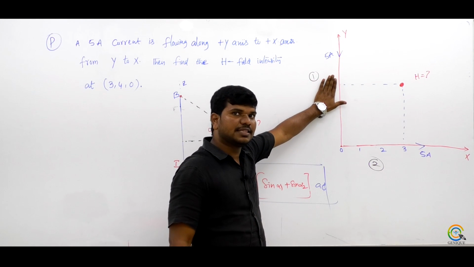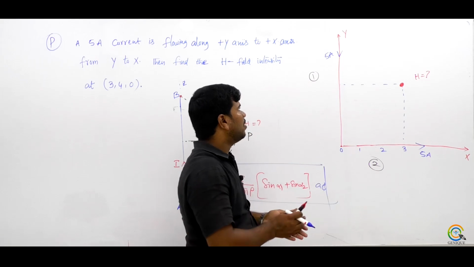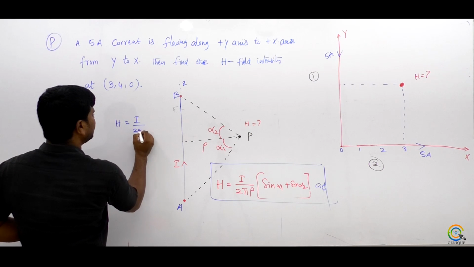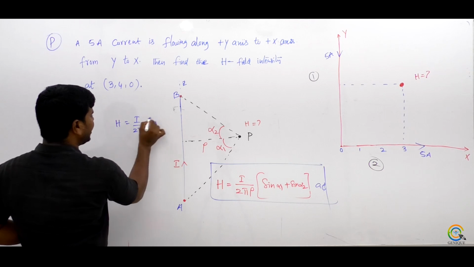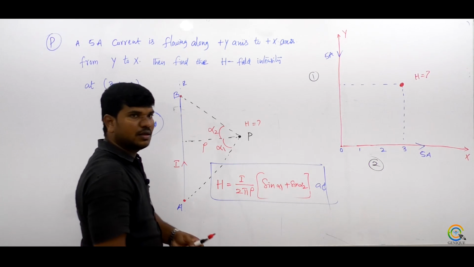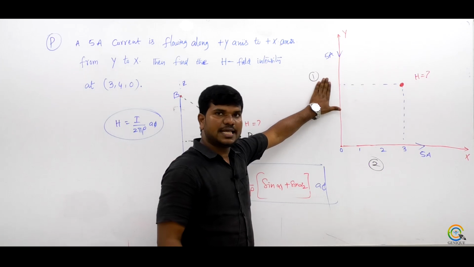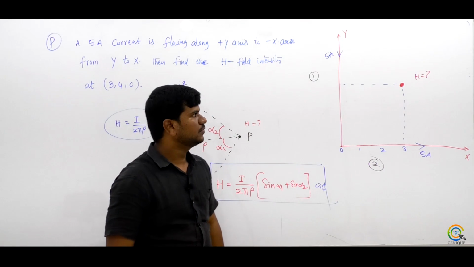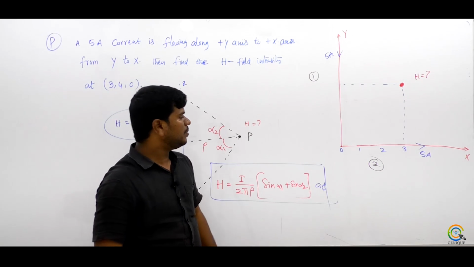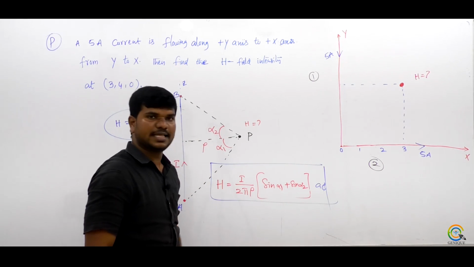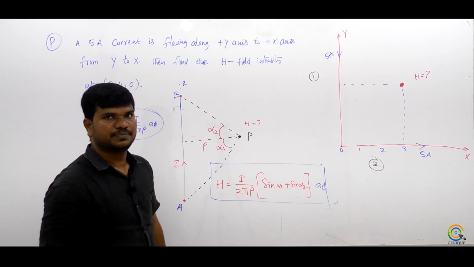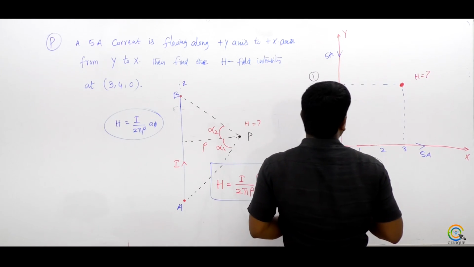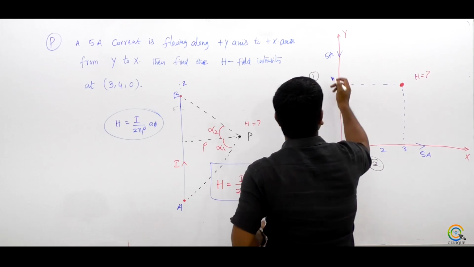Now we concluded that it is not an infinite length line. If it were an infinite length line, I could happily apply the formula H is equal to I divided by 2 pi rho A phi. But it is not an infinite length current carrying wire. So for this kind of problem, I have to use the finite length current carrying wire concept.